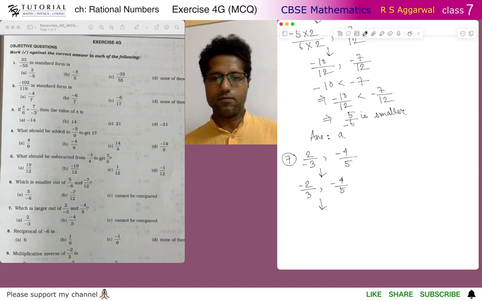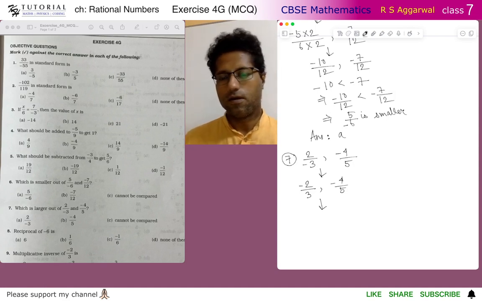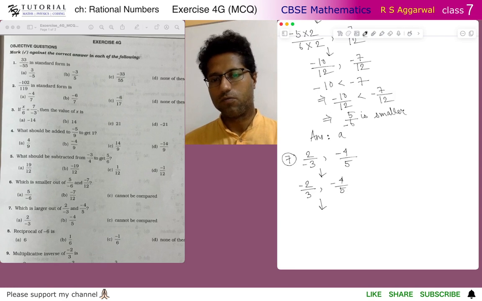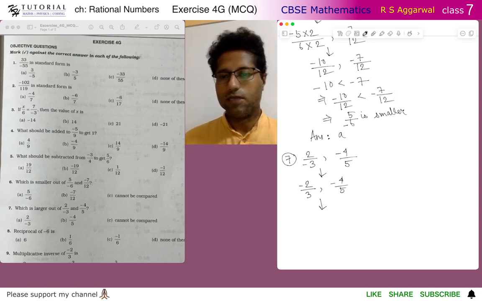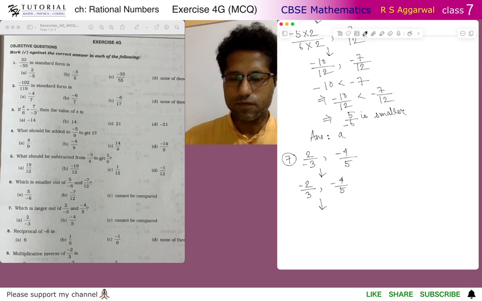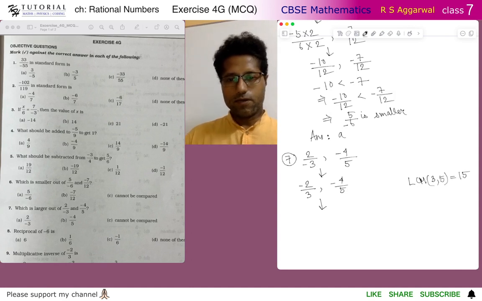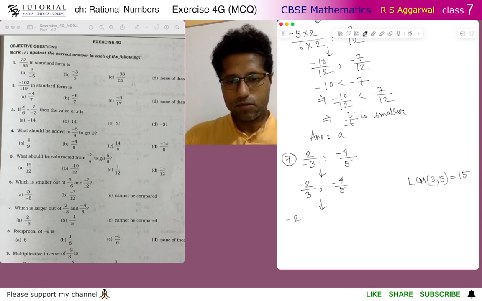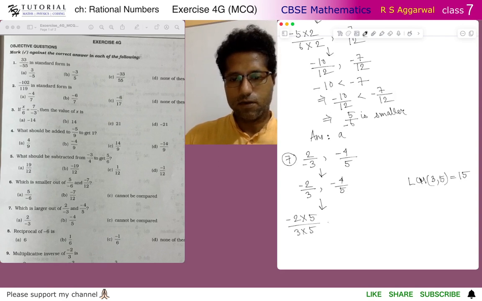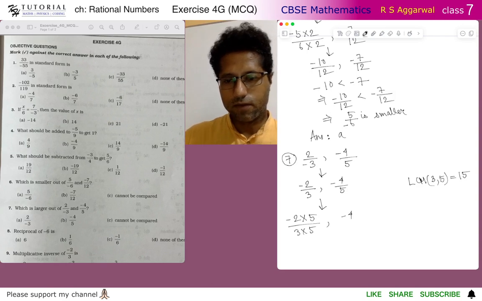So we have to convert them to equivalent rational numbers, so that both have a common denominator, the LCM of 3 and 5, which is 15. LCM of 3 and 5 is 15. So to convert minus 2 by 3 so that the denominator is 15, we have to multiply both the numerator and the denominator by 5. Similarly, minus 4 by 5 we have to multiply with 3.